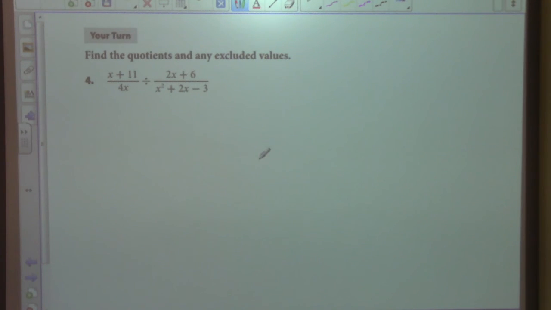Anyway, the principle is this. Guys, okay, the principle is this. Dividing by a fraction is the same as multiplying by that fraction's reciprocal.